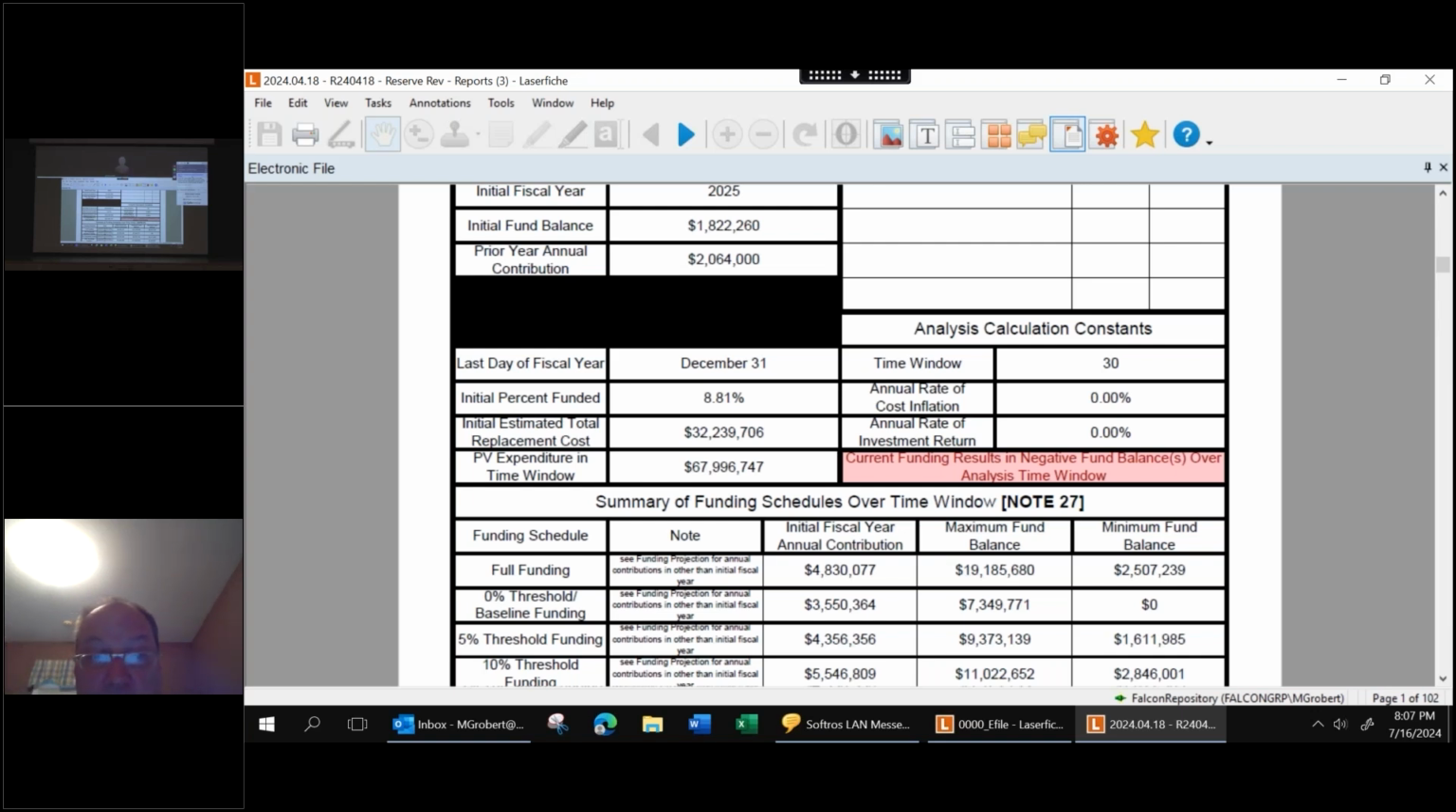This one's pretty big. It's not as big as yours, about half the size. Okay, but still sizable. The prior boards didn't do anything. They didn't put any money away at all. It's a mess. Anyway, so we were talking about yours.